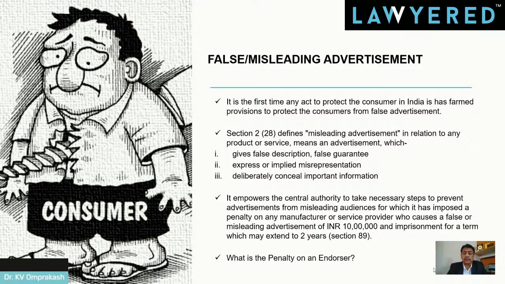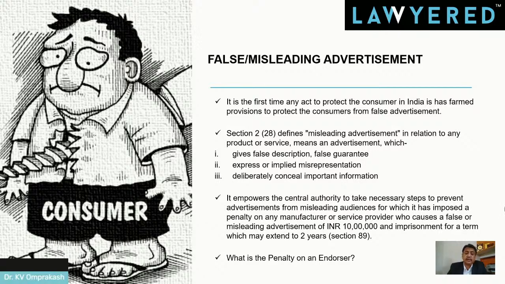So the amount, if you see the pecuniary, the punishment, penal amount, it's going to be 10 lakh rupees and imprisonment. It is not 'or', it is 10 lakh rupees and imprisonment for a term which may extend up to 2 years. Section 89 deals with it.